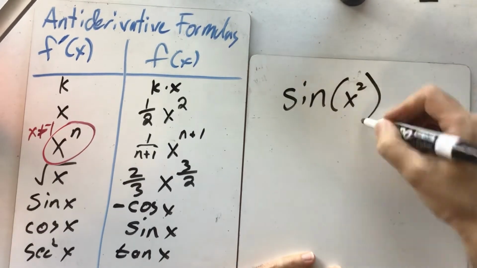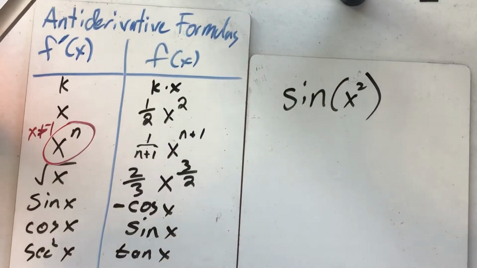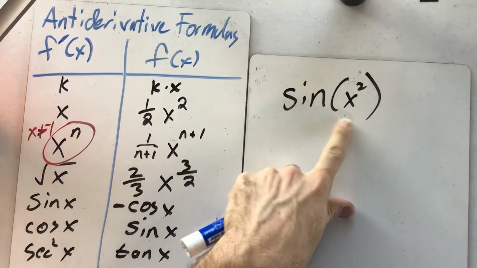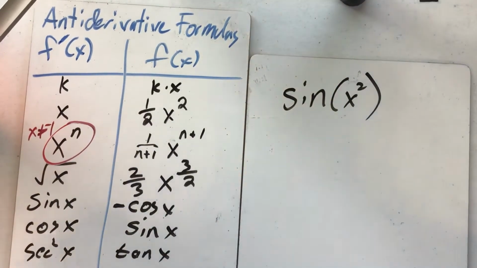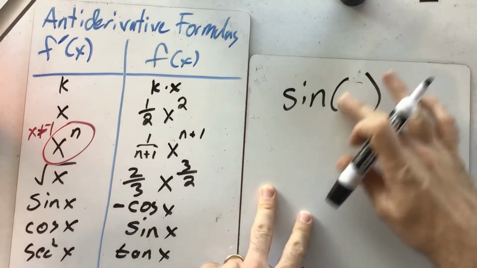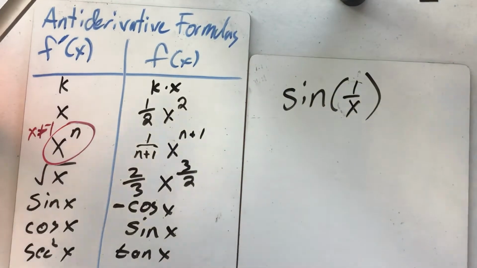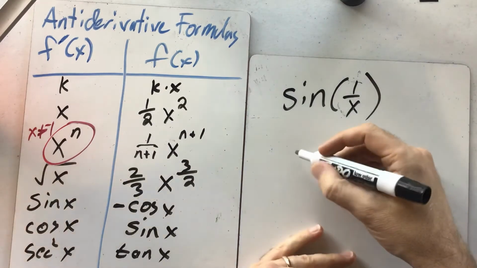Sine of x squared causes a lot of trouble, right? So this seems simple, that we just have a sine and an x squared inside, but this becomes really, really hard. Or similarly, sine of 1 over x causes us a lot of trouble. Some of these, there are solutions, but they're not very pretty.